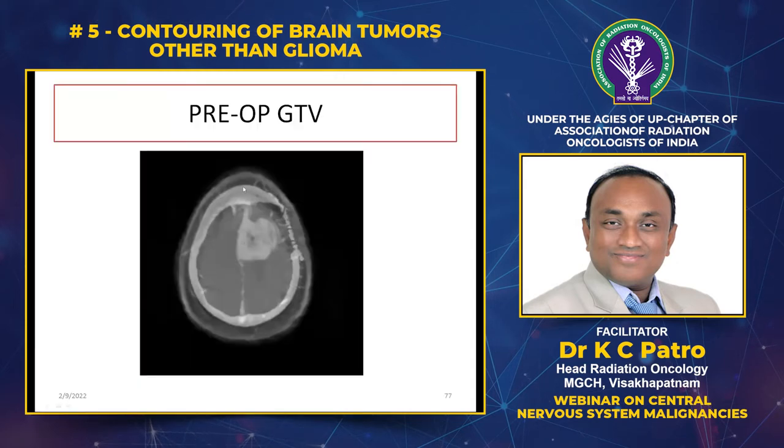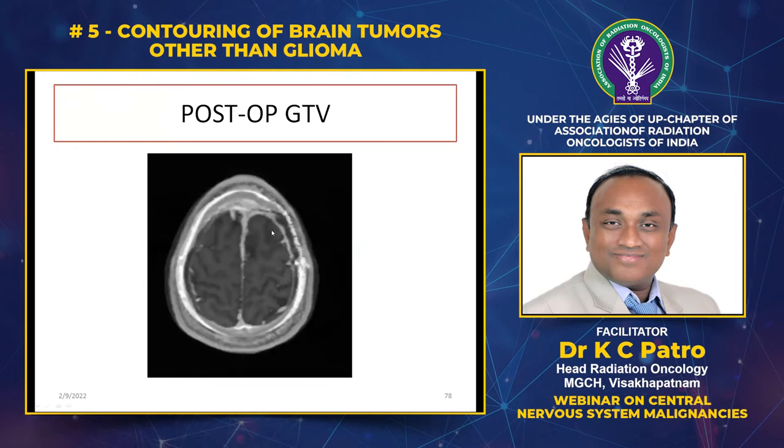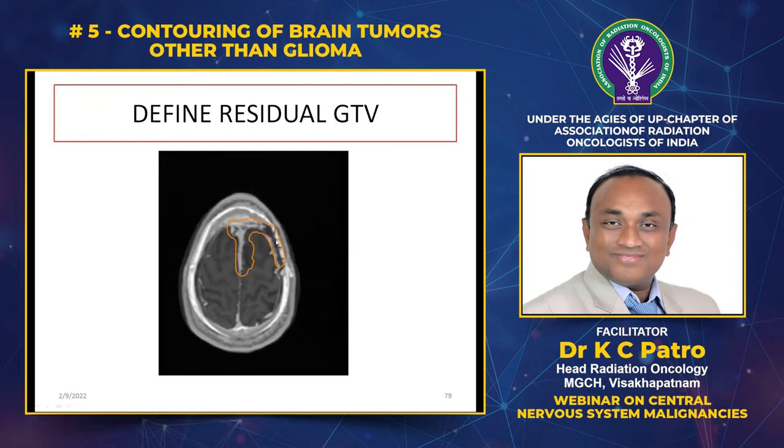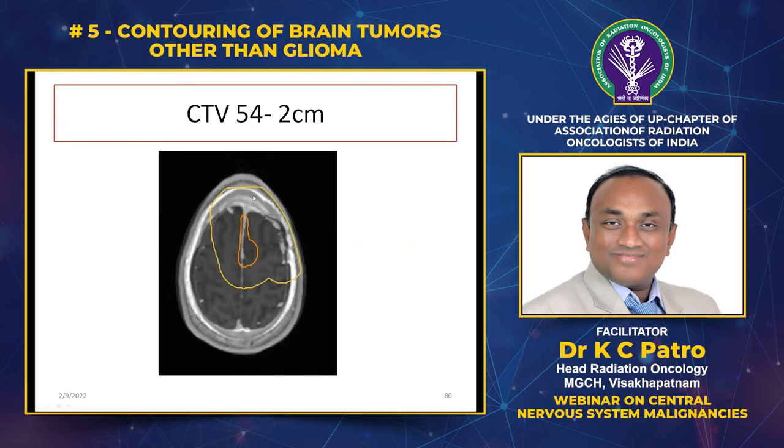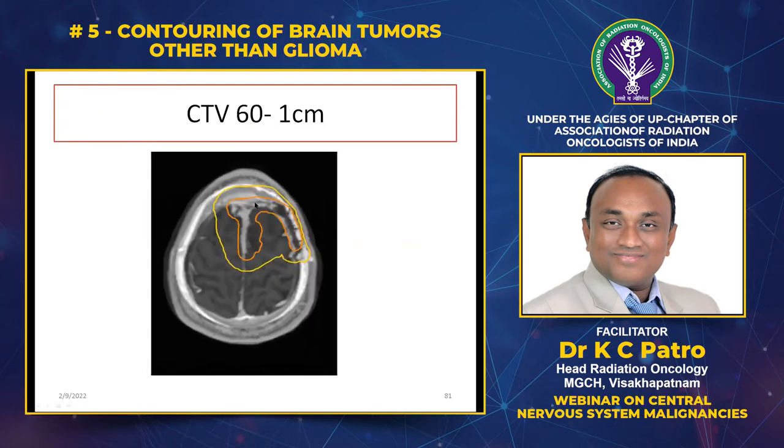So this is a patient who has a pre-op GTV that looks like this, with a parasagittal meningioma. After surgery, the cavity is clear, there is no tumor, but there is some enhancement. So what do you have to do? You have to contour the residual. This is the residual GTV. Then you have to give 2 cm for the CTV 54. Then for CTV 60, you have to give 1 cm.